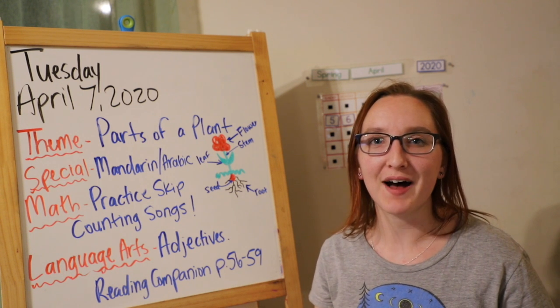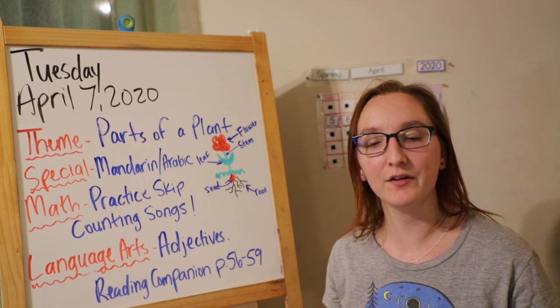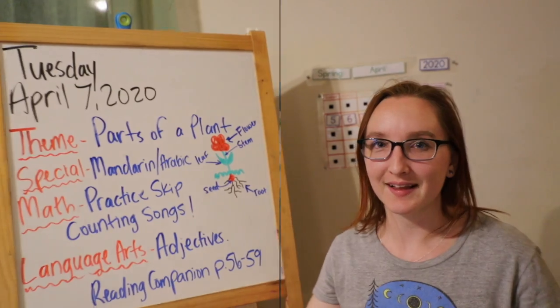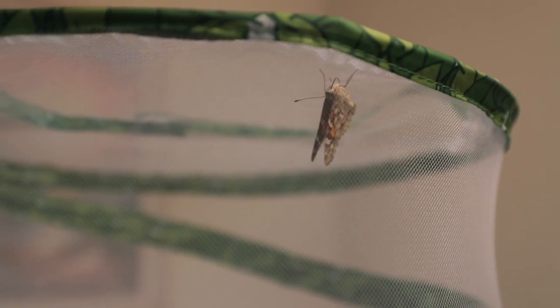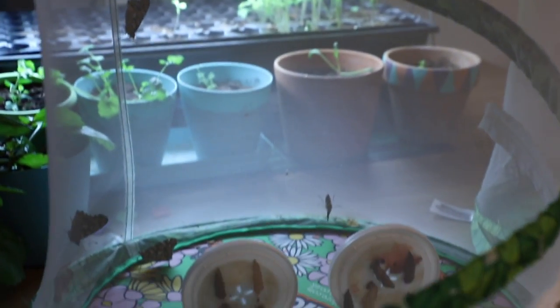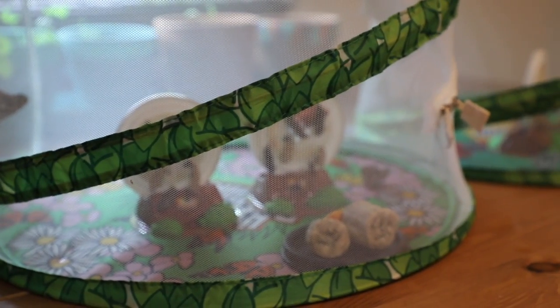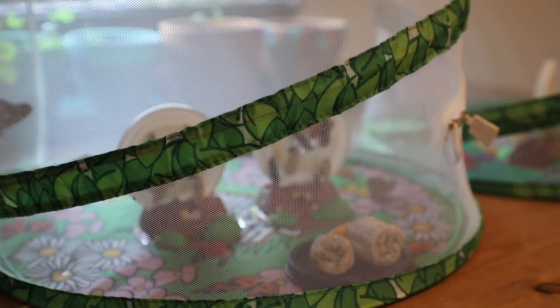And speaking of bugs, let's go take a look at our caterpillars, or should I say butterflies now. Let's go see. Good morning from our butterflies. So we have about 10 butterflies between the two little nets that we have. They look like they're doing pretty well. But one's not. We do still have a few that need to come out.